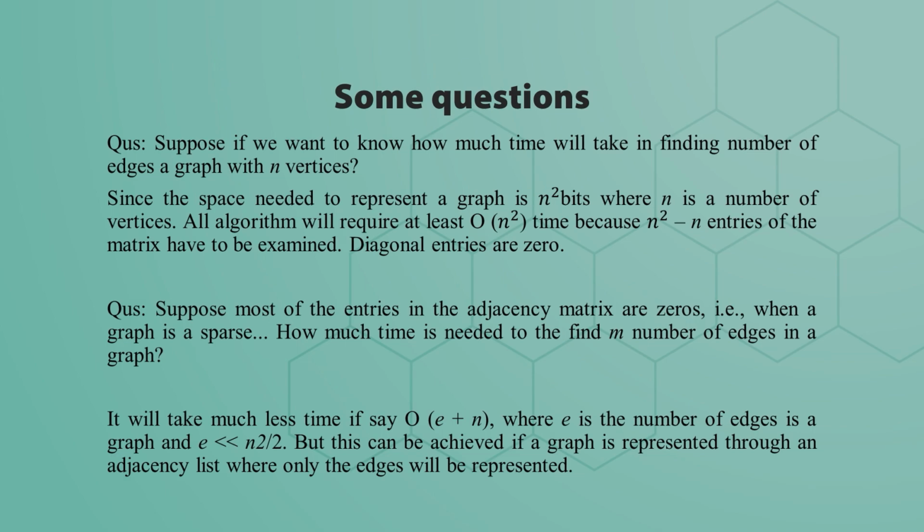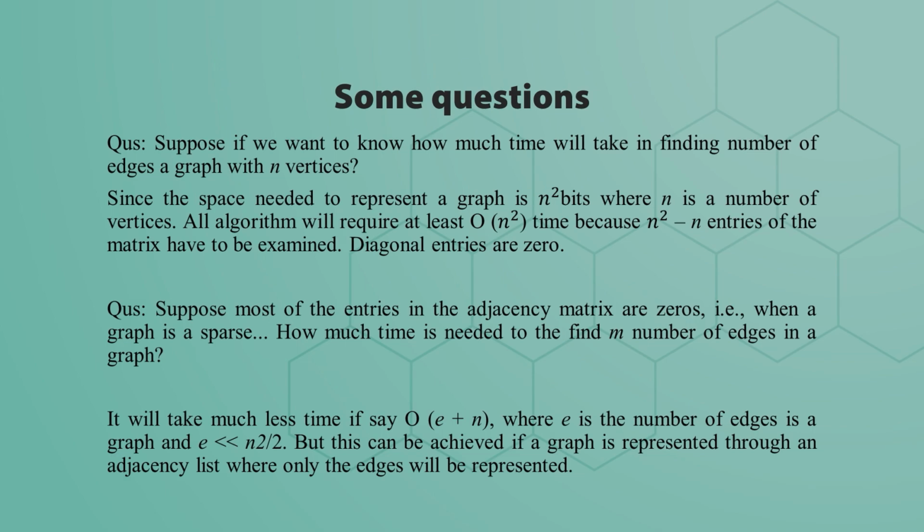So this is another question that can arise when a graph is very sparse. How much time is needed to find the m number of edges in a graph? If the graph is very sparse, it means there will be a smaller number of edges, so it will take less time. The complexity can become big O of the number of edges plus the number of vertices. If the number of edges is lesser than n squared by 2, it will take a lesser time.